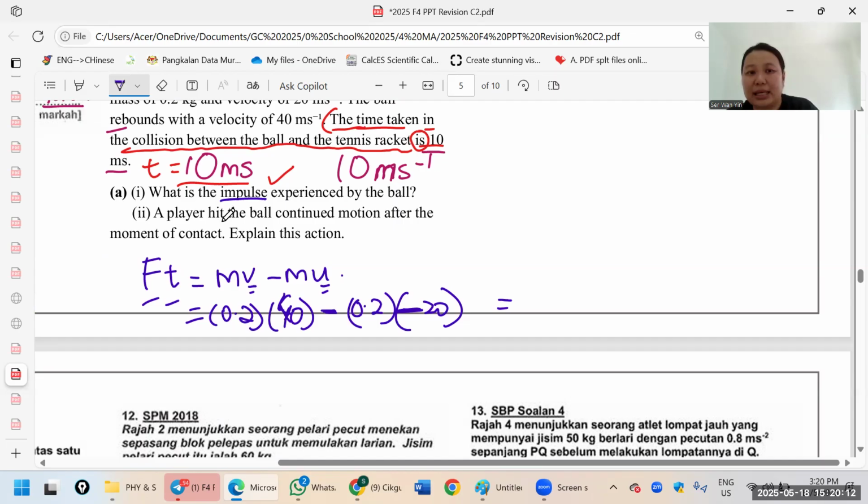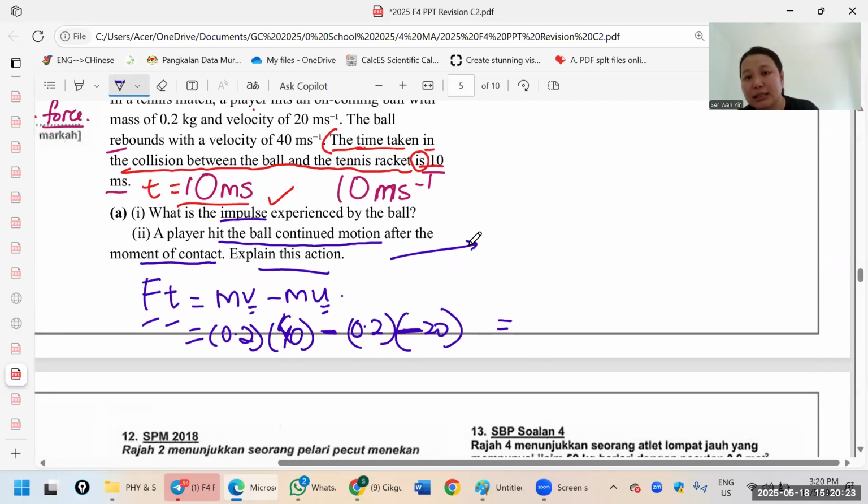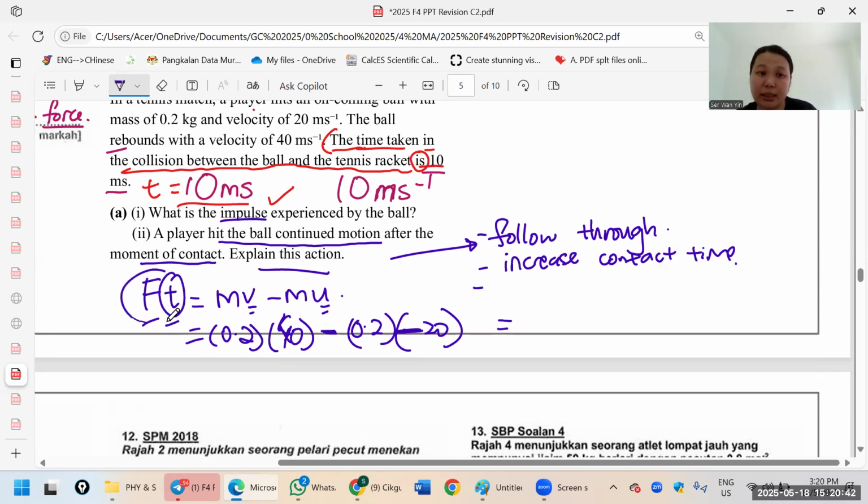Okay, now a player hits the ball and continues the motion after the moment of contact. Why don't we hit and stop? Why do we swing? So explain this action. We say this action is called follow through. So follow through actually will do what? Will increase contact time, which is this one. When you increase contact time, you are increasing impulse. Okay? You are increasing impulse.